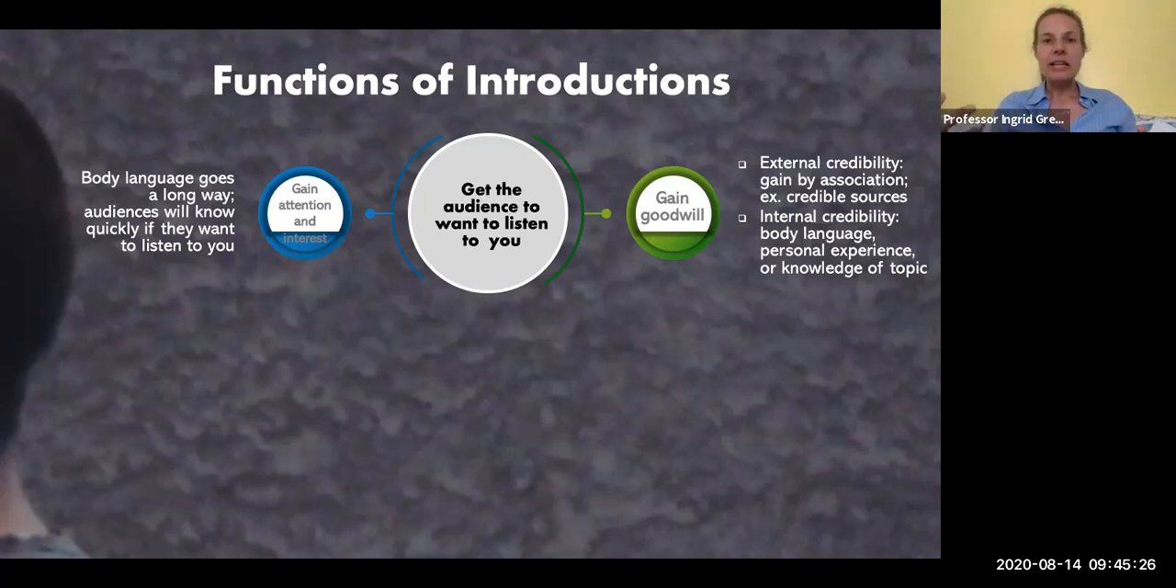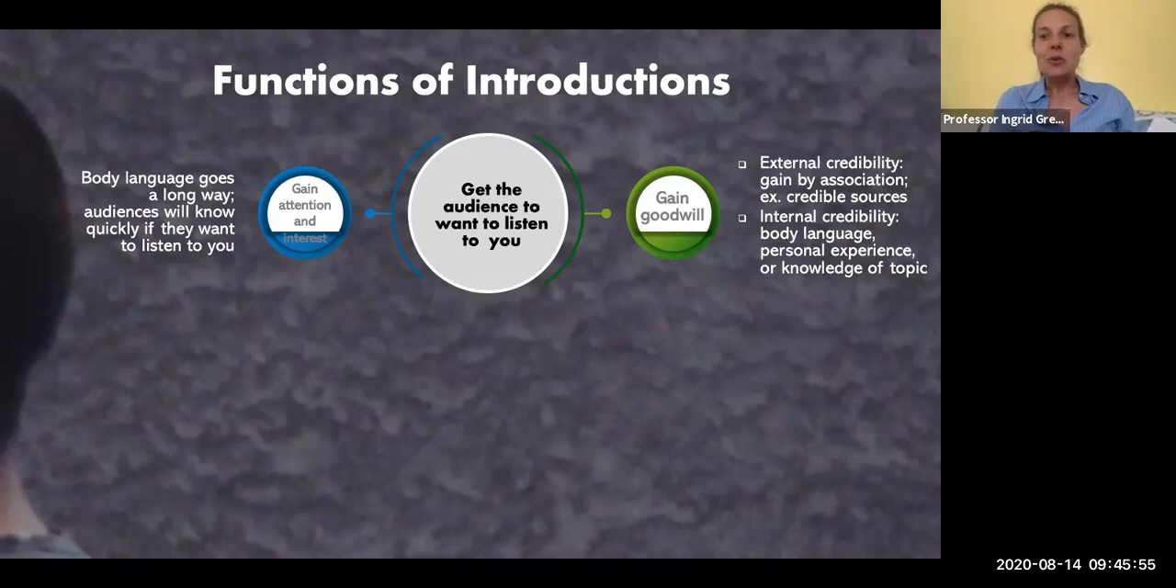External credibility is what I think of as the harder part, right? This is going out and doing research or gain by association. So getting credible sources. It's going out to websites that are credible, not GQ or cosmopolitan.com, but going out to the Harvard Law School or the Harvard Business Review, etc. So doing that research.